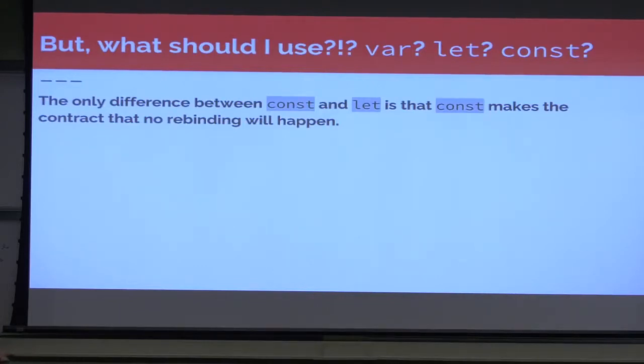But what should I use? There's var, there's const, there's let. When should I use these things? What are their purposes? So the only difference between const and let is that const makes the contract that no rebinding will happen to the variable.